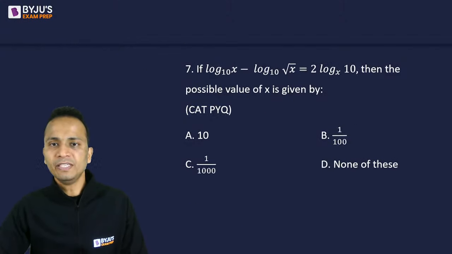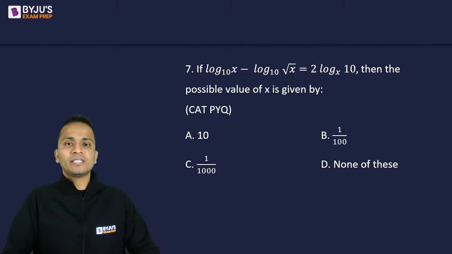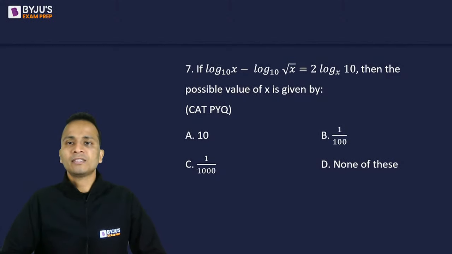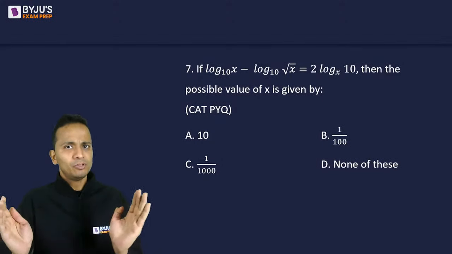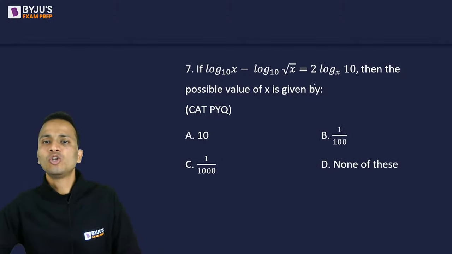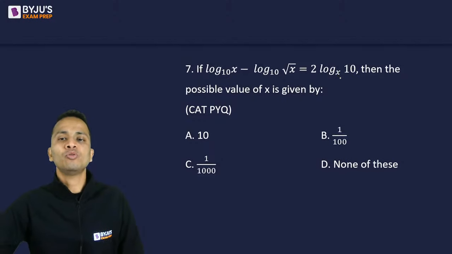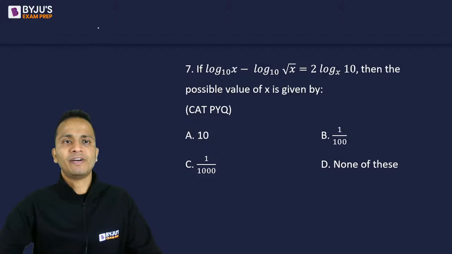Question number 7, a tricky question. So again, this is a previous year paper question of CAT. Log of x to the base 10, बहुत tricky question है ये. Log of x to the base 10 minus log of root x to the base 10. Bases are same, दोनों terms combined हो सकती हैं. On the right hand side, it is equal to twice of log 10 to the base x. ठीक है? चलिए, अब इसको simplify करते हैं.